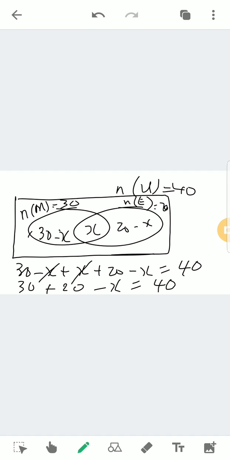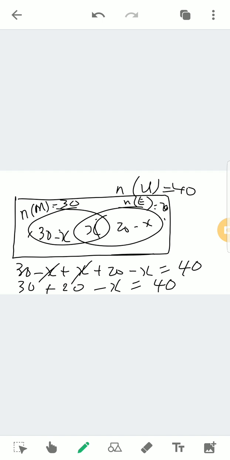The first circle belongs to mathematics, and that is 30. M is equal to 30. Then the second one belongs to English, that is 20. Now, once we have done this, the middle part, we already know, belongs to M and E, that is mathematics and English. There is nothing there, so we write X.